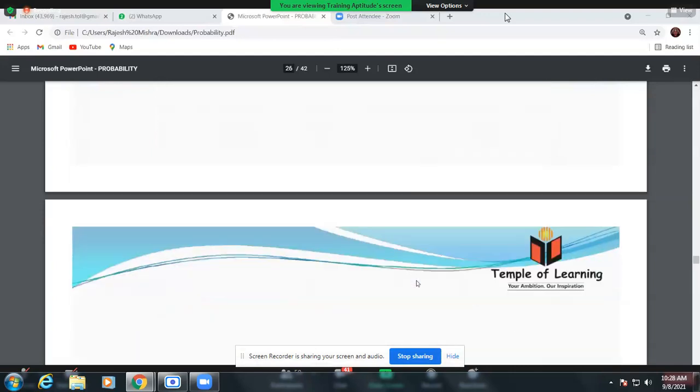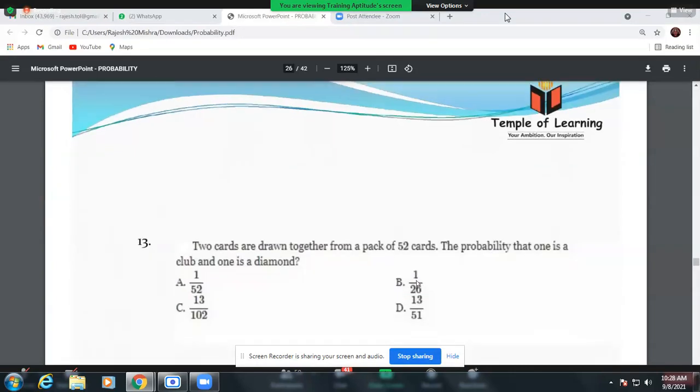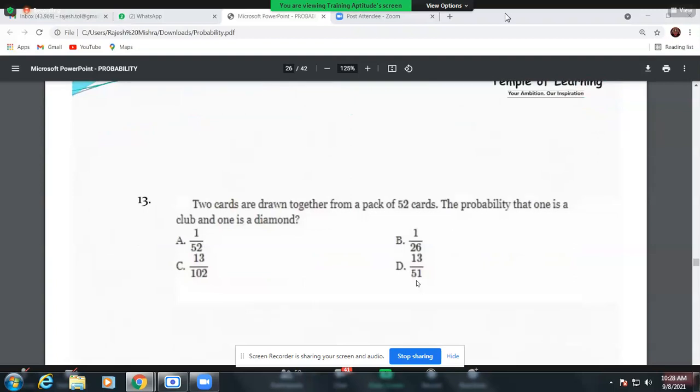Question number 13. 2 cards are drawn together, एक साथ, from a pack of 52. What is the probability that one is a club and one is a diamond? I'm deliberately going slow so that you can assimilate, you can develop a good understanding. What will be the total number of ways of drawing 2 cards from a pack of 52? It has to be 52C2.